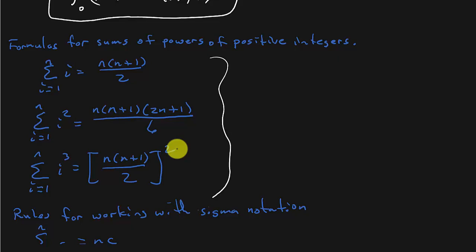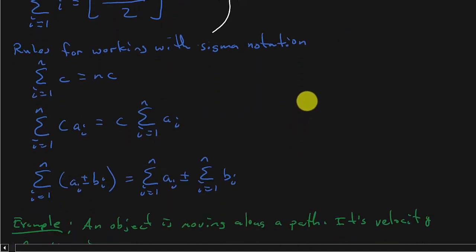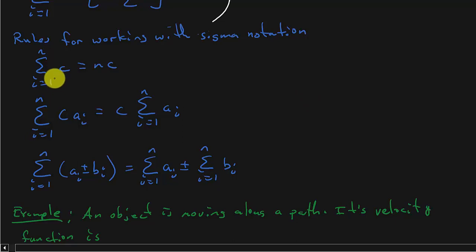You can actually prove these things, but we're not going to do that in this class. But we're going to use these in a minute. So, rules for working with sigma notation. If we sum a constant from i equals 1 to n, that's just n times c. If we have a constant term c, we can pull that outside of the summation. And if we have the sum of a sub i plus or minus b sub i, it doesn't matter if you're adding or subtracting, we can split them up.